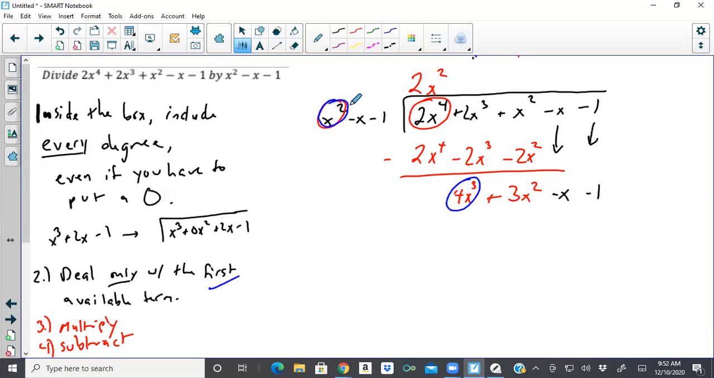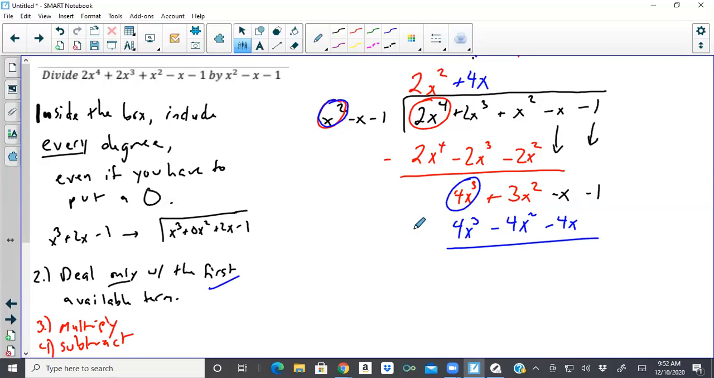So now x squared goes into 4x to the third. So I'm trying to get x squared to turn into 4x to the third. In order to do that, I multiply it by 4x. Now we multiply. 4x times x squared is 4x to the third. 4x times negative x is negative 4x squared. And then 4x times negative 1 is negative 4x.